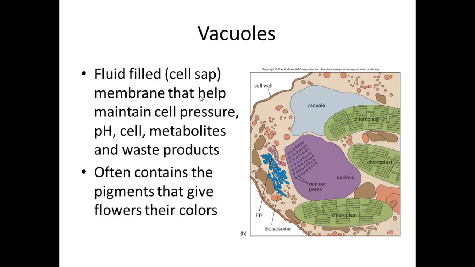Vacuoles basically look like big bladders. They're full of water and liquid, and also have other important things within them, storage-wise. They may have sugar or materials like amino acids and other things. They help maintain the cell pressure, so they help maintain the shape of the cell.